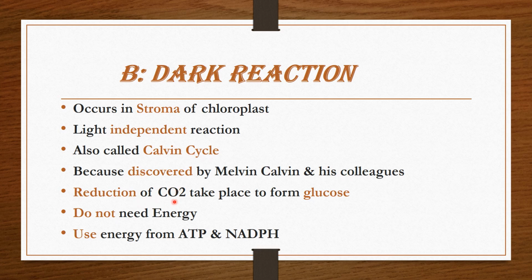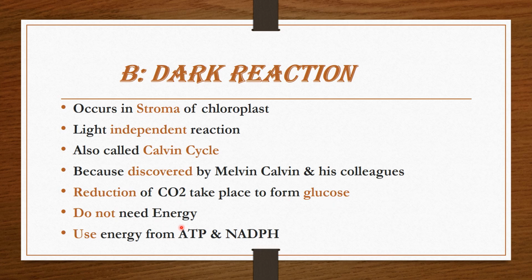A reduction of carbon dioxide takes place to form glucose. What was happening in the light reaction? In the light reaction, the splitting of H2O occurred, and NADPH2 was produced, and ATP was produced, while here carbon dioxide is reduced and glucose is formed, C6H12O6.